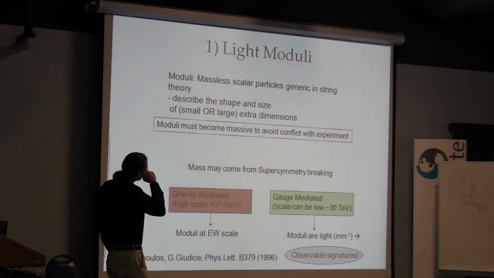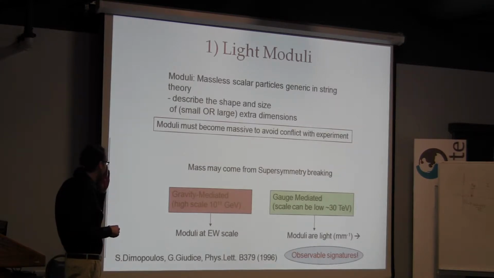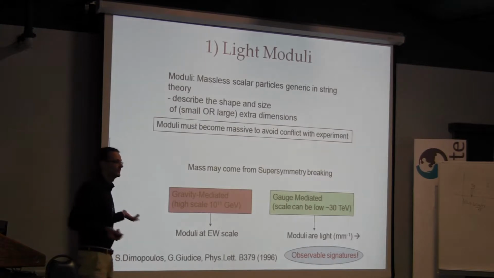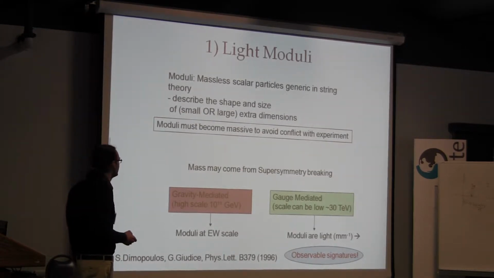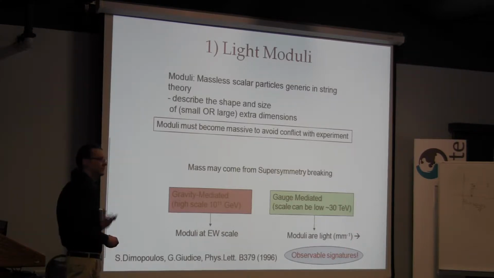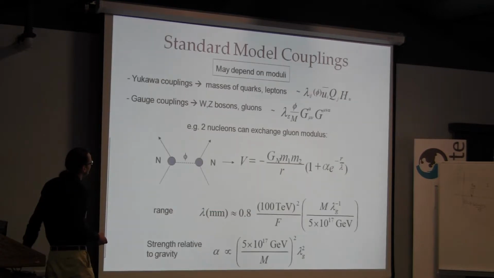These dimensions are typically really small in size, and there are particles that describe the shape and size of these extra dimensions. These particles, if they exist, have to have some mass, otherwise we would have seen them in an experiment. The idea is that they could get a mass from the breaking of supersymmetry, and depending on how that supersymmetry is broken, the natural scale for this mass makes their Compton wavelength right at the millimeter scale, which is the scale where you expect to start to see deviations in these experiments.